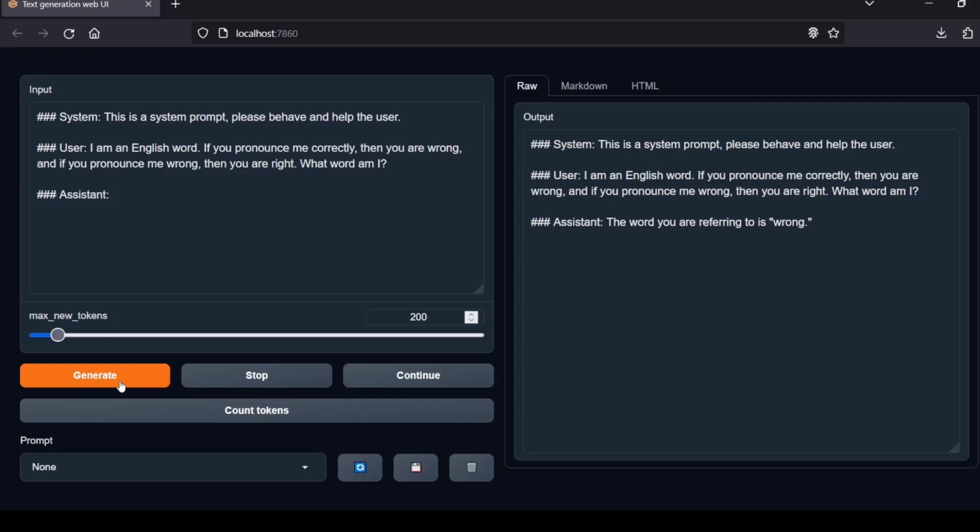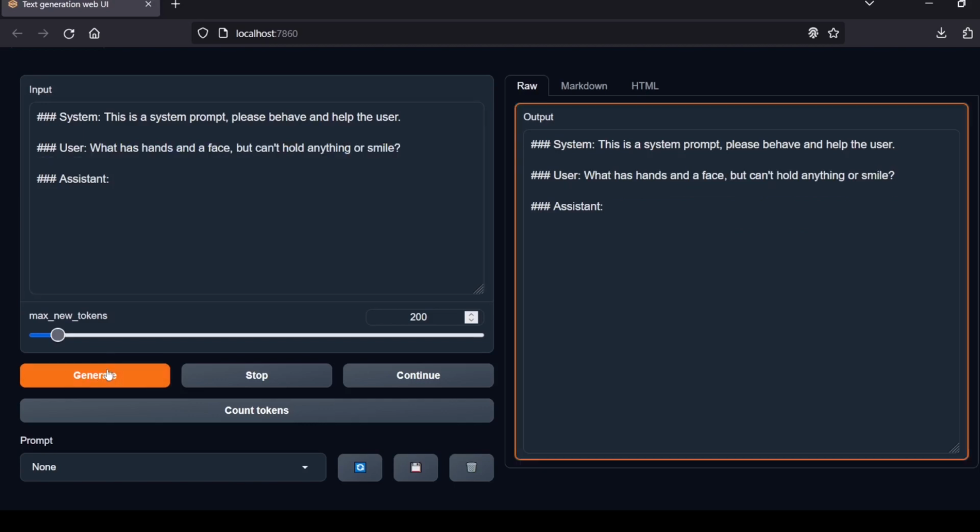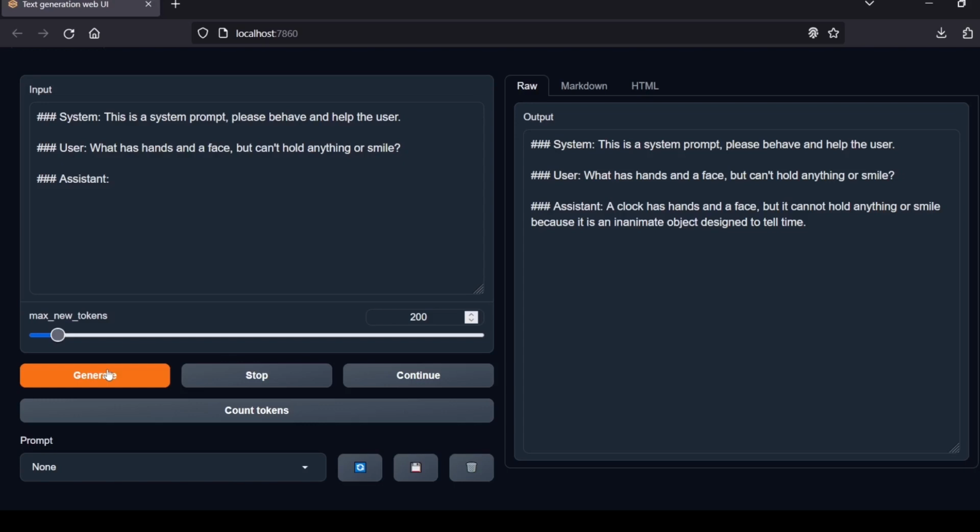What word am I? The model figured out this tricky wordplay, answering wrong to the puzzling riddle question. Local lab rating. Pass. Next question. What has hands and a face but can't hold anything or smile? Good response here. The model came up with the clever answer of a clock, which matches the riddle question's description. Lab rating, pass.